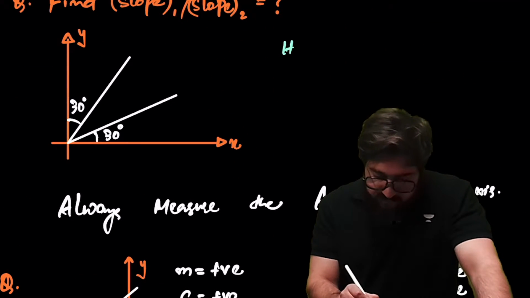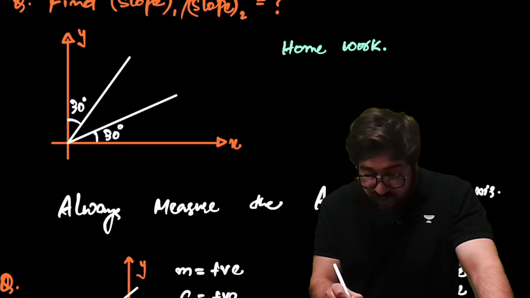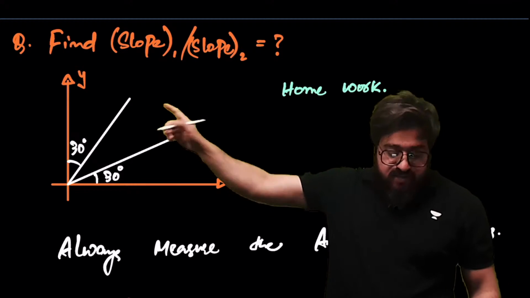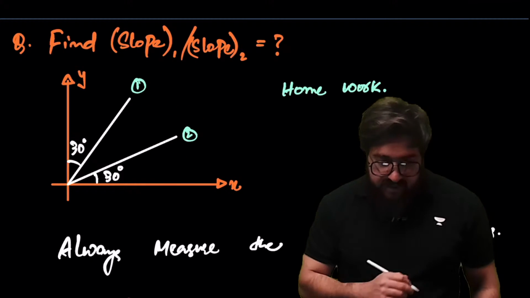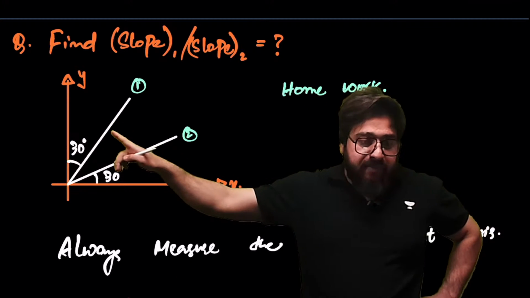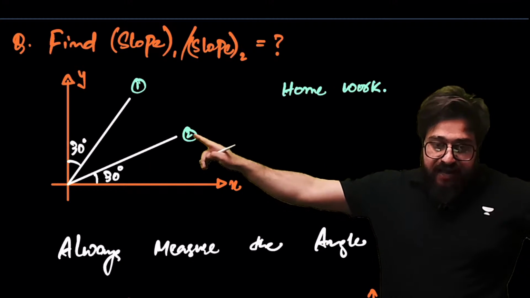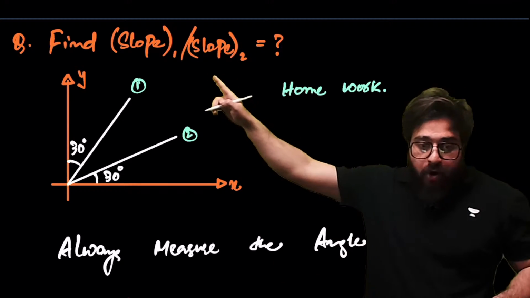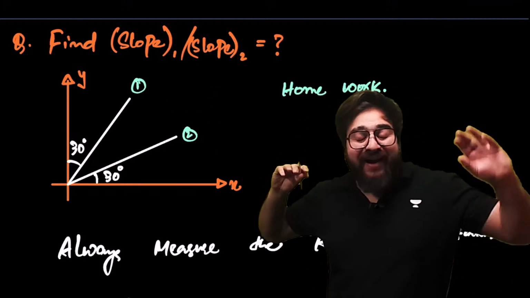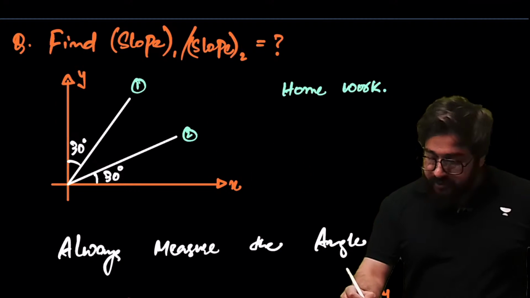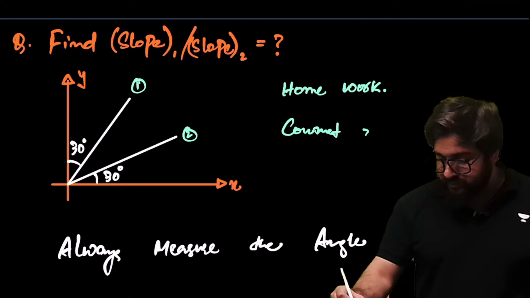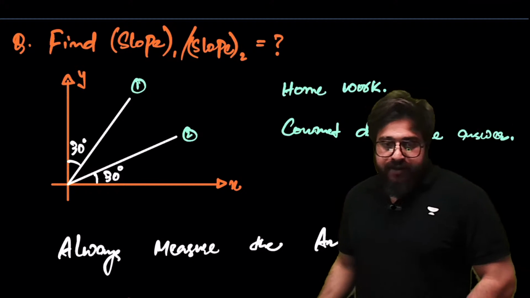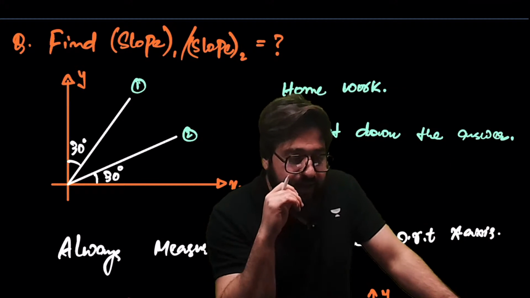Similarly, this is your homework. Listen to me in this particular case. You have got this line, the first line, and you have got a second line. This line is making 30 degrees with the y-axis. This line is making 30 degrees with the x-axis. You guys are supposed to tell me the slope of the first divided by the slope of the second, the ratio. Comment down the answer. I want you guys to tell me the answer in the comments.